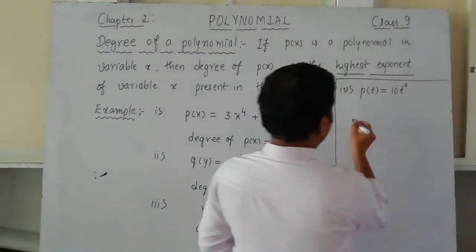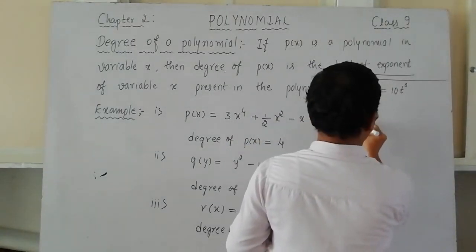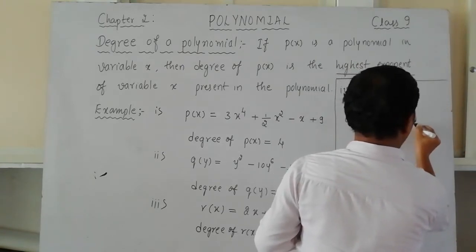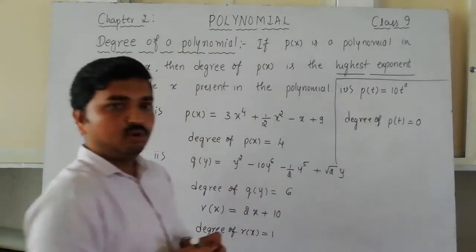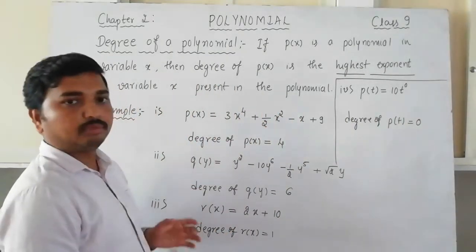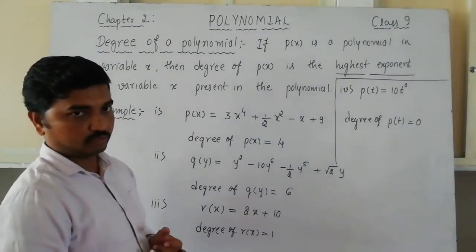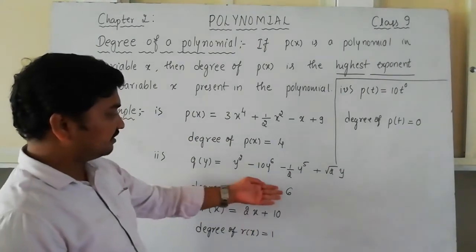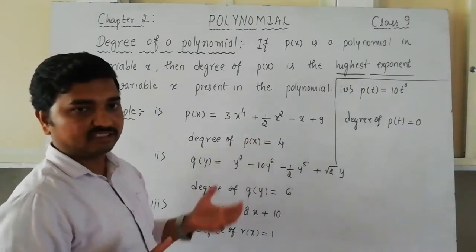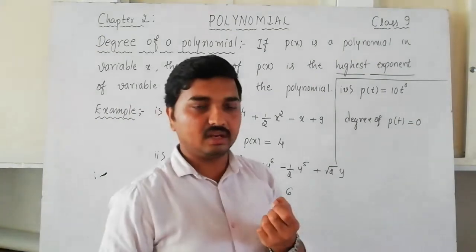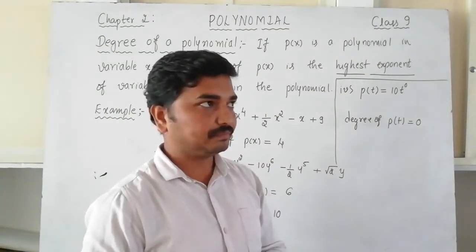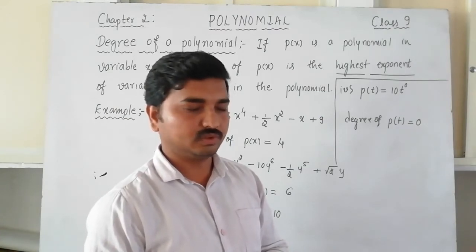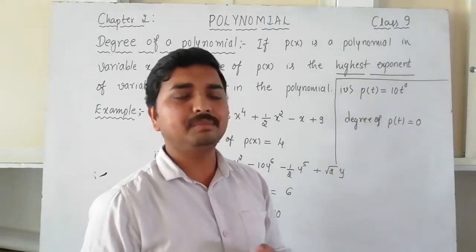So that's why degree of p of t is equal to how much? 0. Now look at the degree of all the polynomials we have found out till now. Degree is 0 here, degree is 1, degree is 6, degree is 4. So that's why degree of a polynomial is always what? It is the highest exponent of the variable. What type of number is the degree?